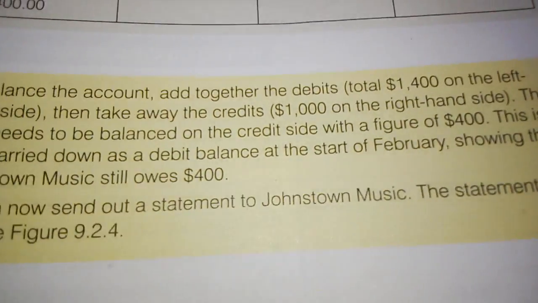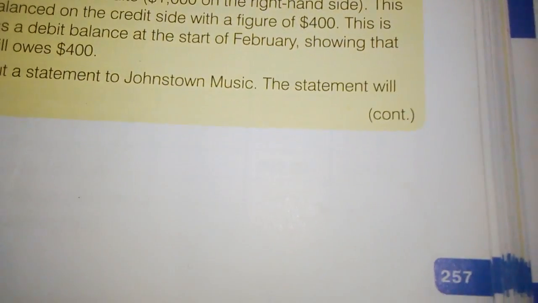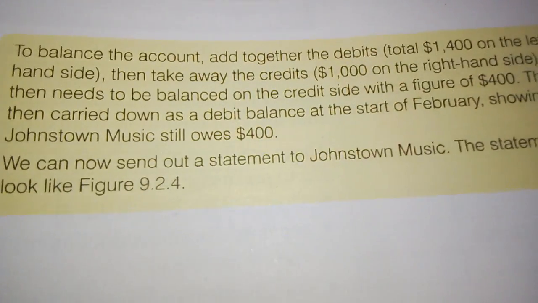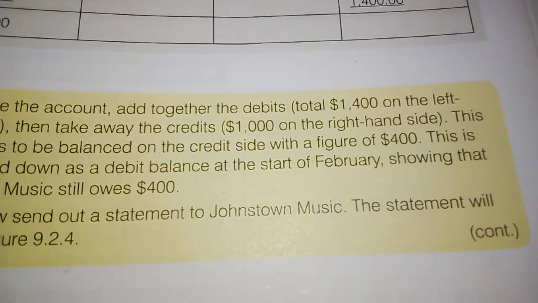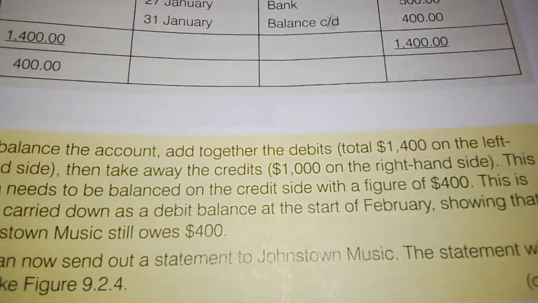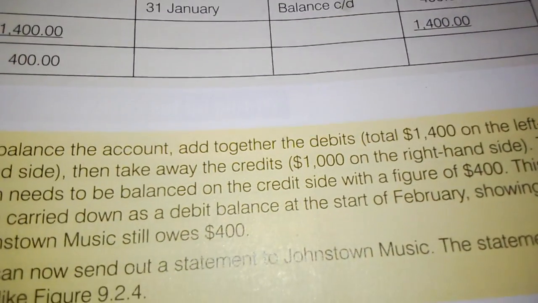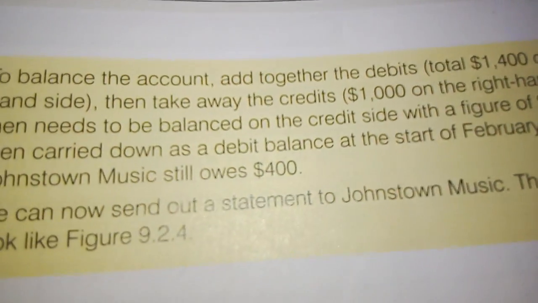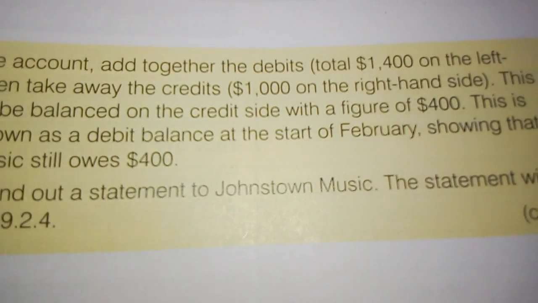Now this at the bottom of the textbook on page 257, it says to balance the account, add together the debits of $1,400 on the left hand side. So it's basically explaining to you how it is done, right? And so we can now send out a statement to Johnstone Music.